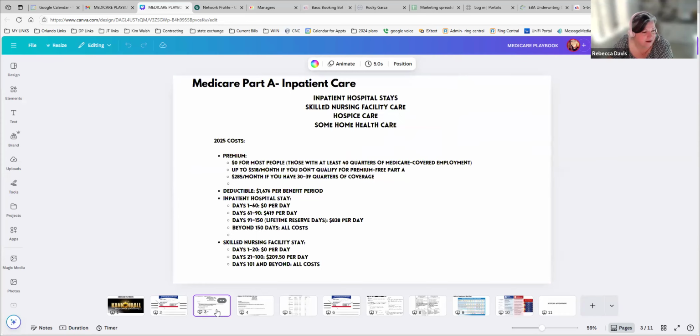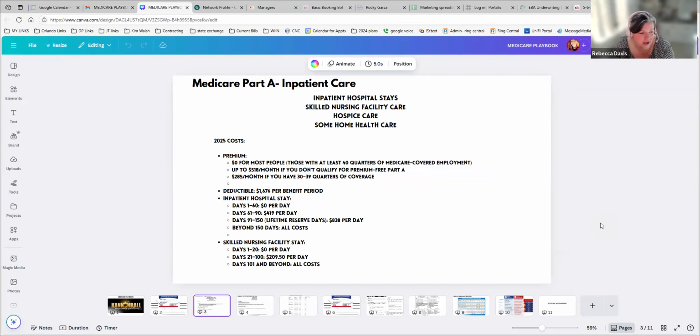Now, Part A is your inpatient hospital care. So think of this as kind of like your room and board coverage. So it's going to cover your inpatient hospital stay. It's going to cover skilled nursing, hospice care, and some home health care. Very limited there, but it does cover some. And when you think of room and board, like if you check into the hospital, then your Part A is going to be what they bill.